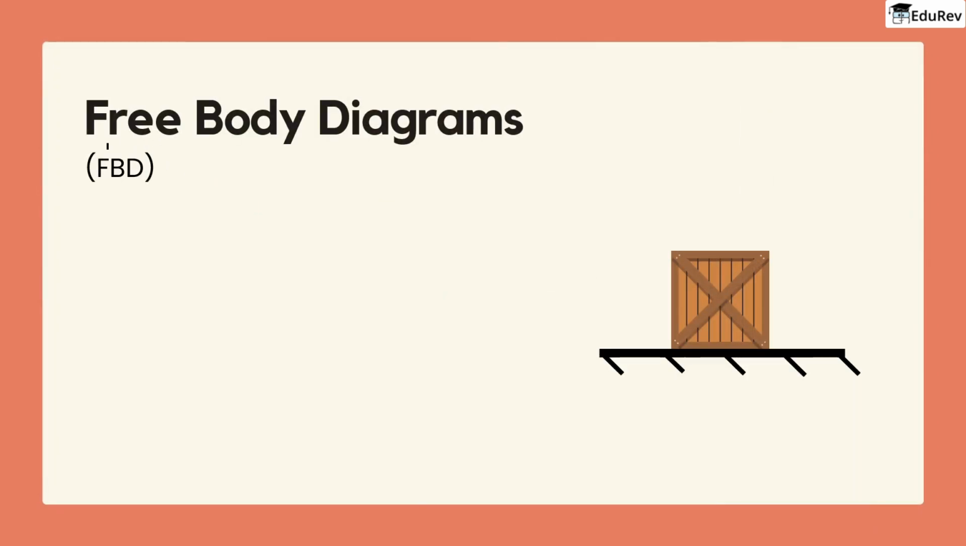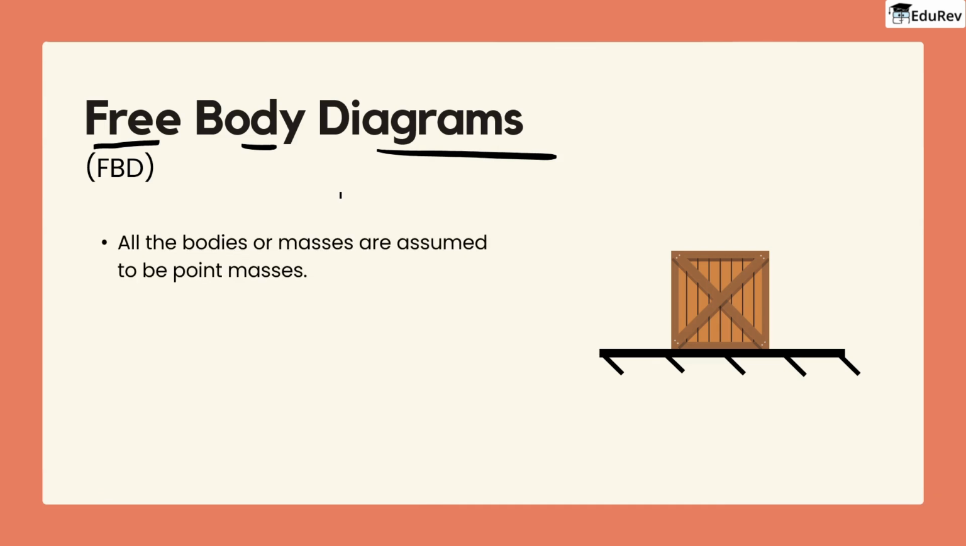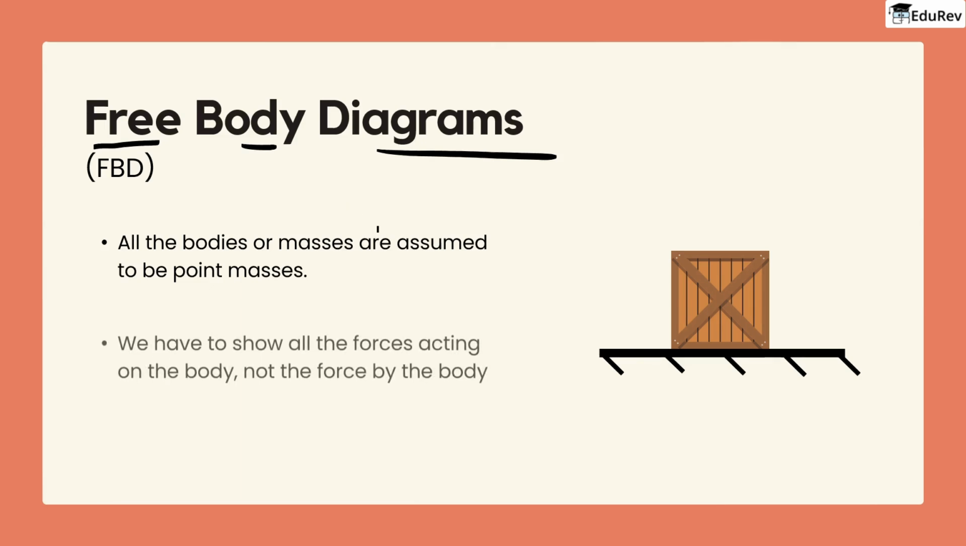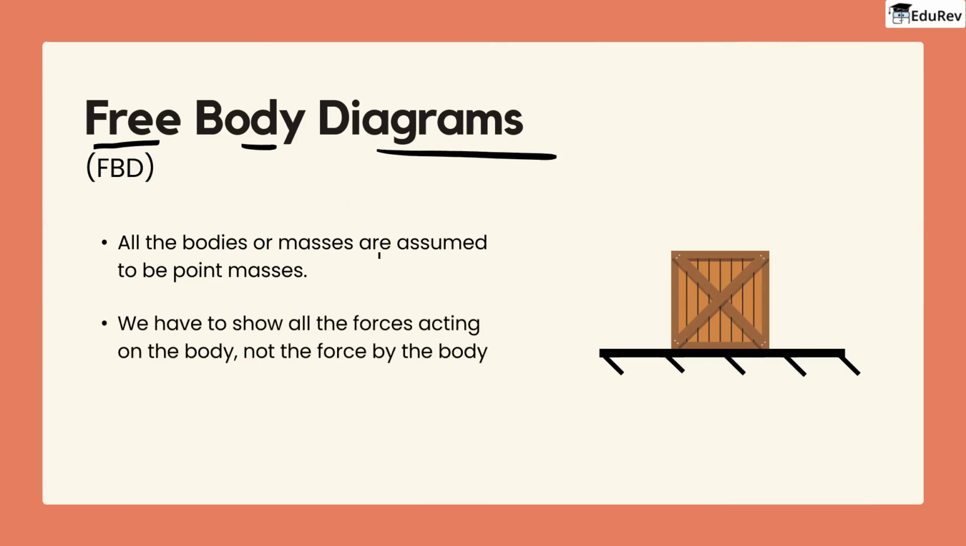Next, let's check out free body diagrams or FBDs. For FBD, we have three major rules which define FBDs. First, all the bodies or masses are assumed to be point masses. Second, we have to show all the forces acting on the body, not the forces by the body. Third, we have to set a frame of observation, which is mostly the ground frame, also called the inertial frame.